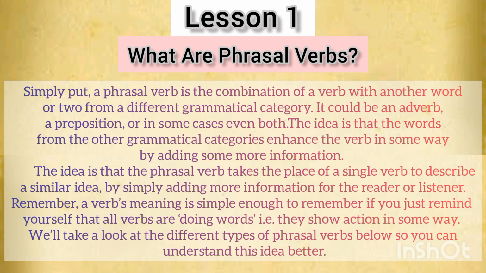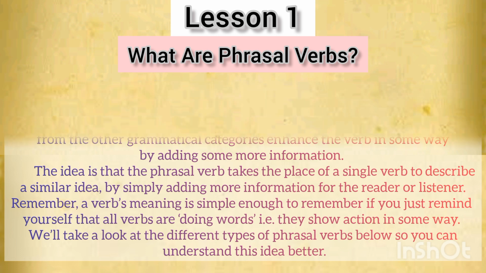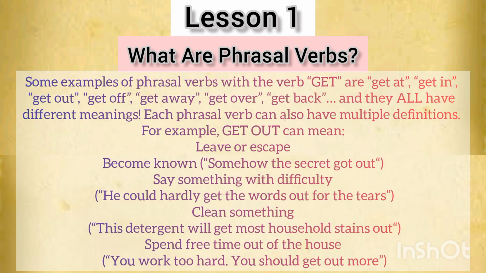Remember, a verb's meaning is simple enough to remember if you just remind yourself that all verbs are doing words, i.e. they show action in some way. We will take a look at the different types of phrasal verbs below so you can understand this idea better. Some examples of phrasal verbs with the verb get are get at, get in, get out, get off, get away, get over, get back, and they all have different meanings. Each phrasal verb can also have multiple definitions.